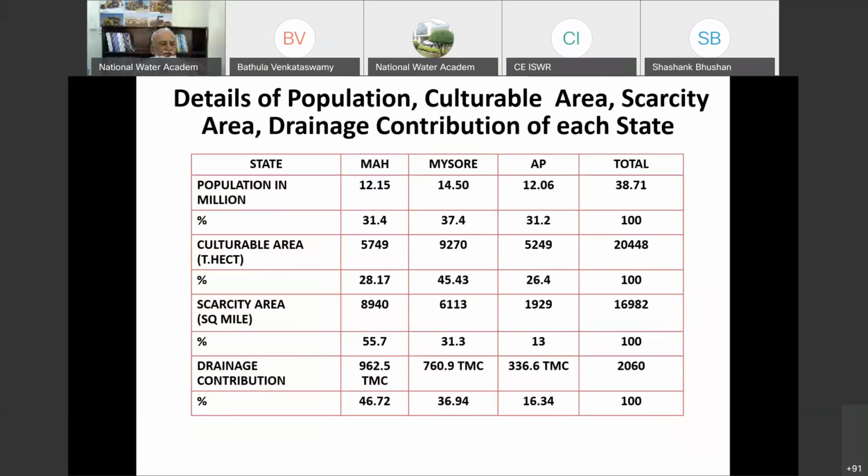The division of population, culturable area, scarcity area and drainage contribution are important factors in arriving at the equitable distribution. So population wise, you will find that 30.7% of the population was lying in Mysore state, 31.4% population was lying in Maharashtra, and Andhra Pradesh had 31.2%.